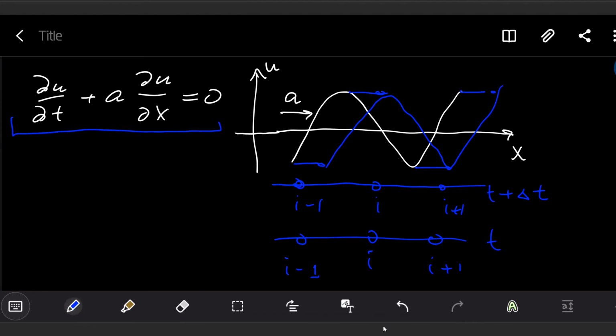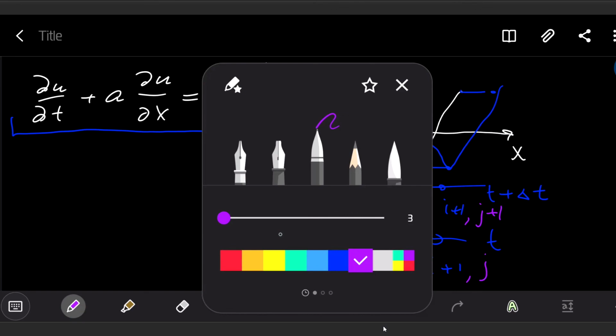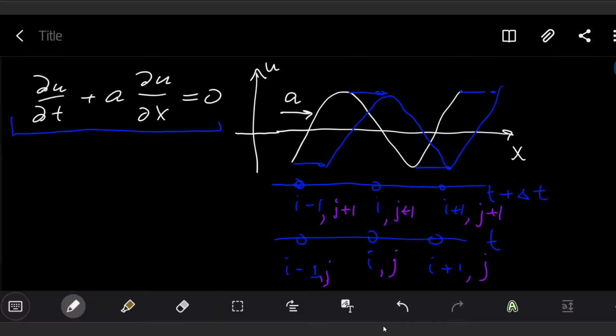And another coordinate, let's call it j, is the time. Of time t we will call j coordinate. And of time t plus delta t, we will call it j plus 1. So we have such a matrix where points correspond in space and are placed in different time layers.